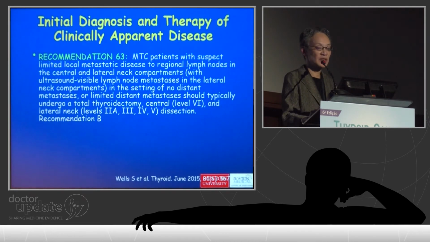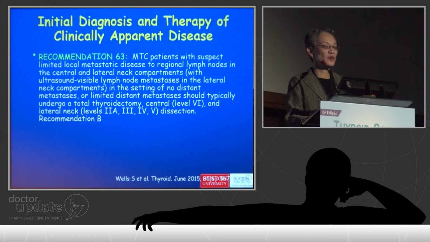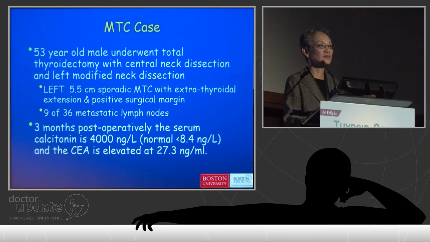So recommendation 63 is that if you have a patient who you think has limited local metastatic disease in regional lymph nodes in the central and lateral compartments, then in the setting of no suspected distant disease, you do recommend a thyroidectomy and central neck dissection, and Electron will discuss this in much more detail in the coming lecture. So in this particular patient who has a sporadic medullary thyroid carcinoma, he underwent a thyroidectomy, a central neck dissection, and a left modified neck dissection.